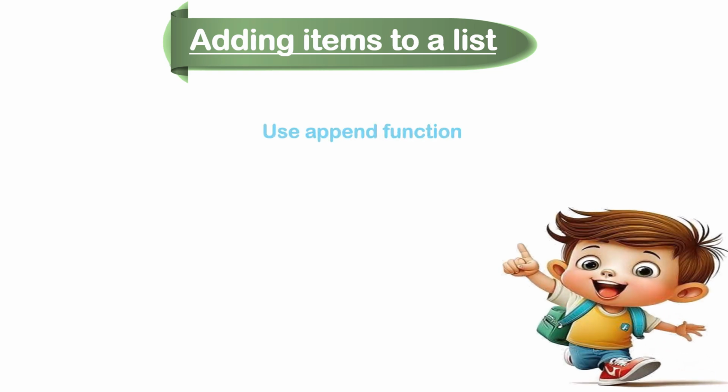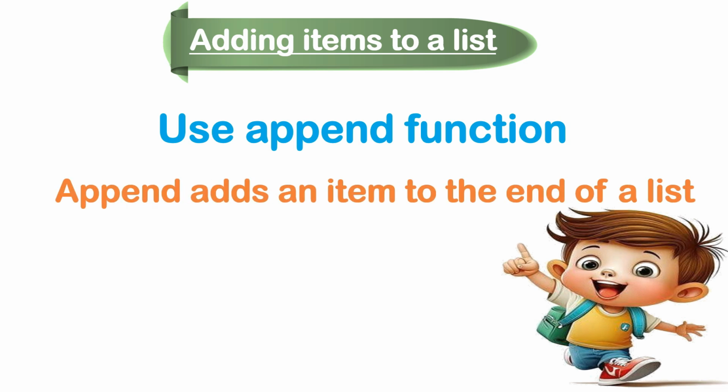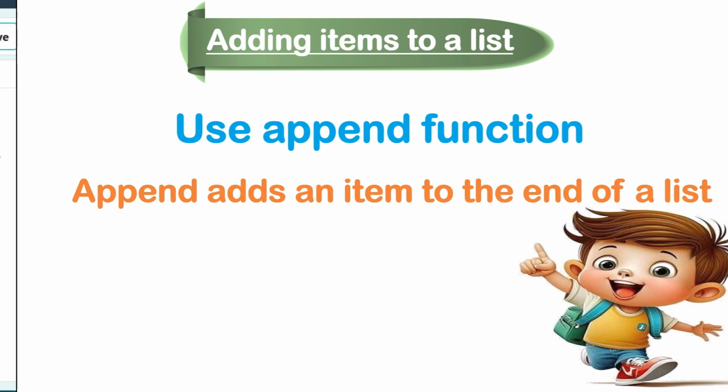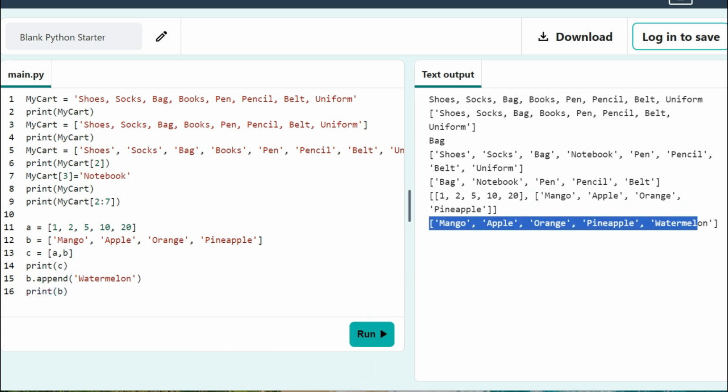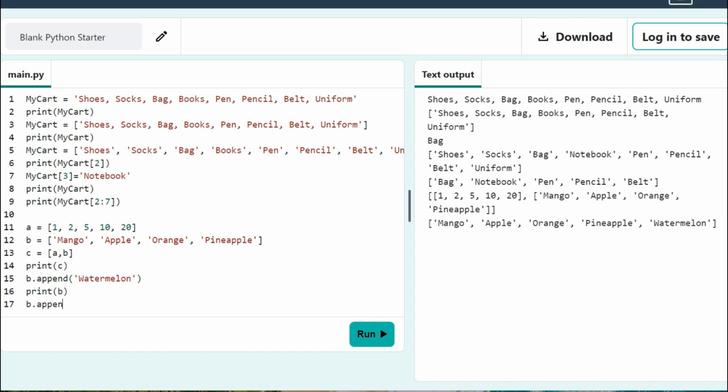Now we will see the next topic, adding items to a list. To add items to a list, we use the append function. Append function is a code that tells Python to do something. In this case, append adds item to the end of the list. For example, to add a watermelon to the list, do this. B dot append, in bracket, watermelon. Print B. It will now print like this: mango, apple, orange, pineapple, watermelon.